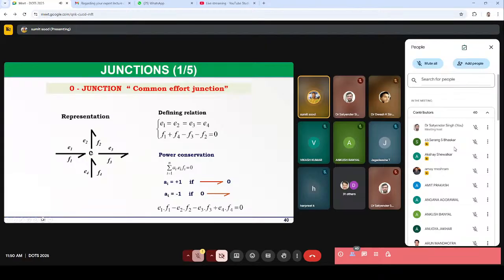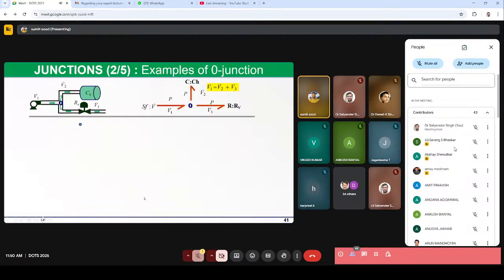When we use the 0 junction, it means that the effort in all these bonds is equal, so we can also call it the common effort junction. You can see here by definition that E1, E2, E3 and E4 are all equal. From the power conservation law, the power entering this junction and the power leaving this junction should be equal. From that, we get the equation F1 plus F4 minus F3 minus F2 is equal to 0. This is based on the power conservation law.